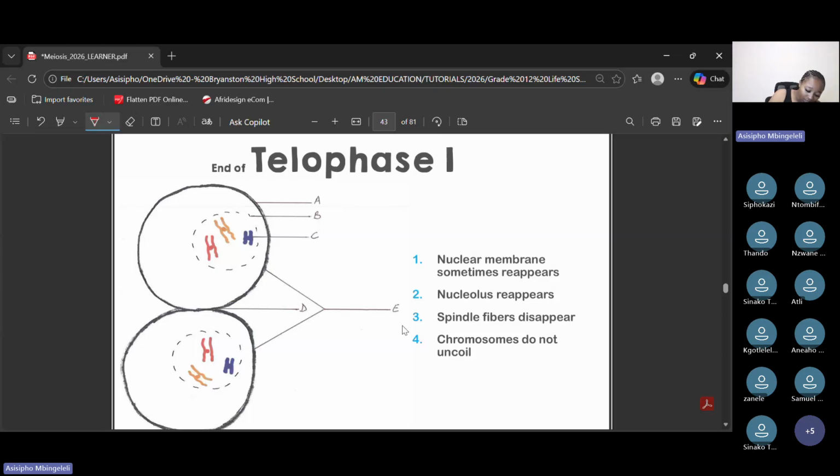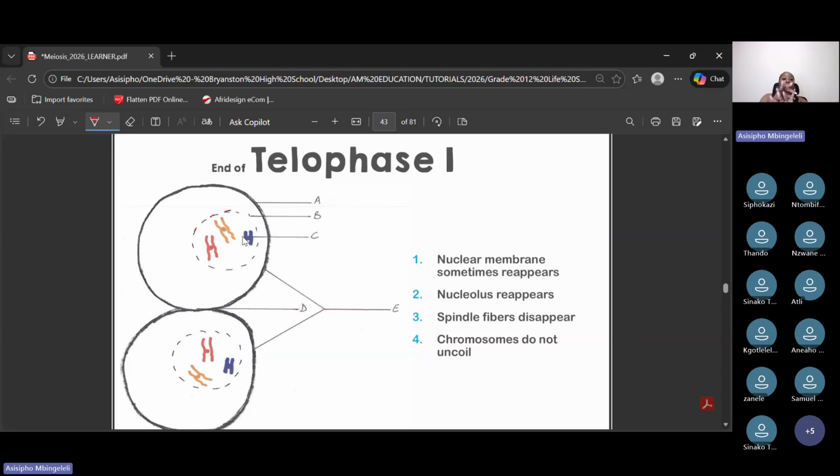Now, these dashed lines reappear, and these are our nuclear membrane. It reappears. Remember, it disappeared in prophase 1, and you're having 2 cells here. Now, the chromosomes do not uncoil back to the chromatin network. These 2 cells are going to continue with meiosis and undergo meiotic division 2.